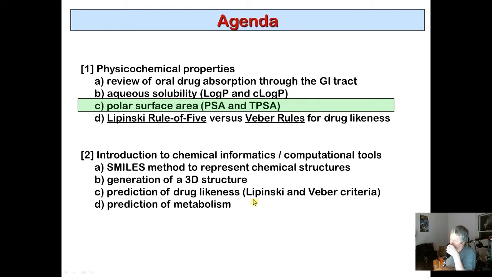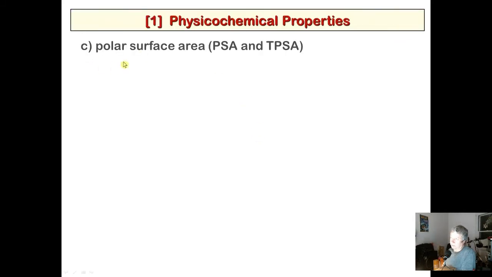Okay, so let's talk about the polar surface area, PSA and TPSA. What are these things? It's another parameter, kind of like log P or C log P, that we use to determine drug likeness. So polar surface area, PSA or TPSA. I'll explain the difference in a second. What does it sound like it is? Well, a surface area, which is the area on a surface that happens to be polar. That's a pretty good summary of what it is, actually.